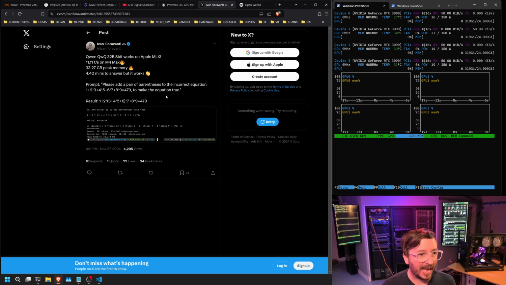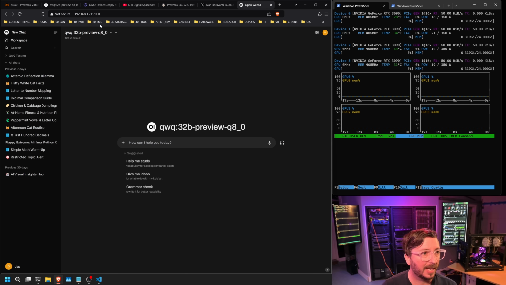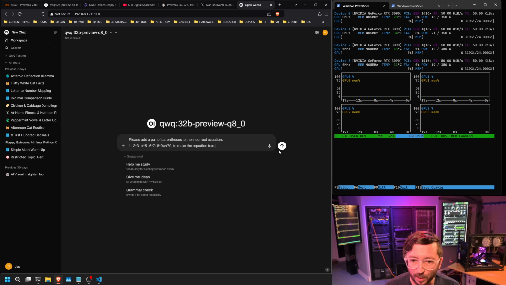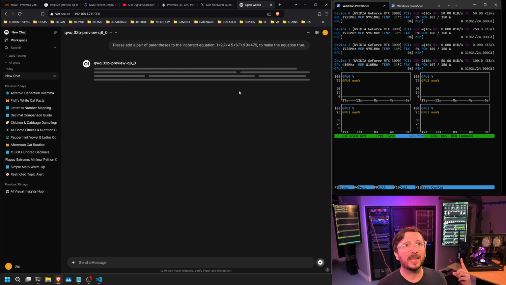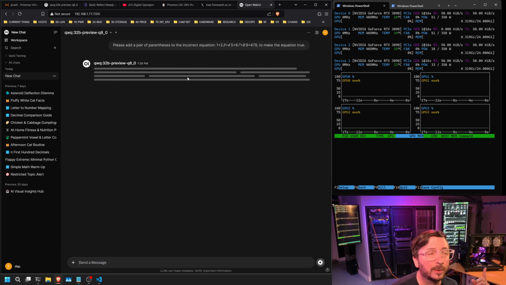So we're just going to go ahead and take this prompt from them here and ask that same prompt. We've got our Q8 loaded up here for the Qwen 32B, and see what we can get as far as tokens per second. Of course, this is on the quad GPU rig that is featured right over here.